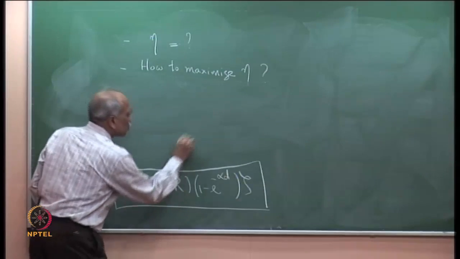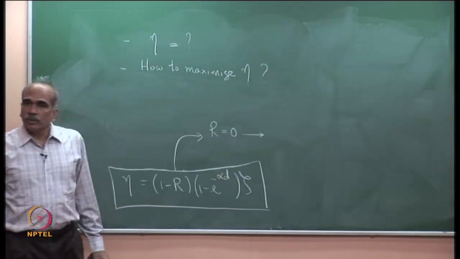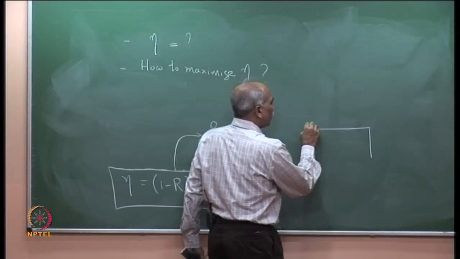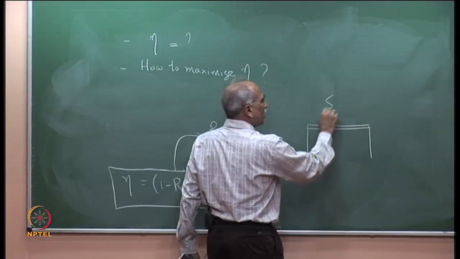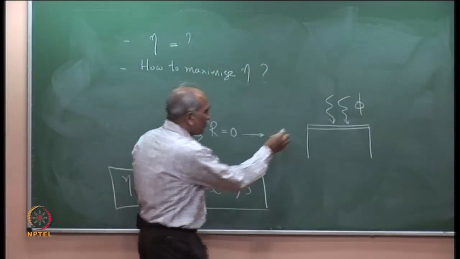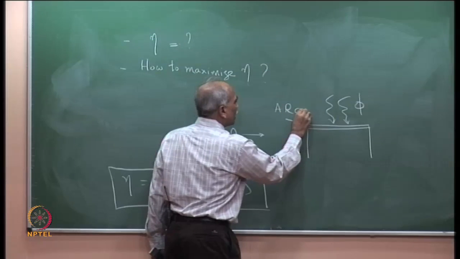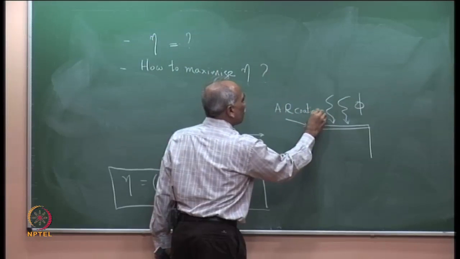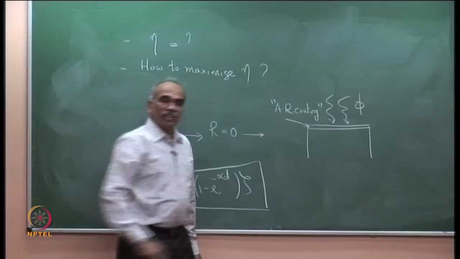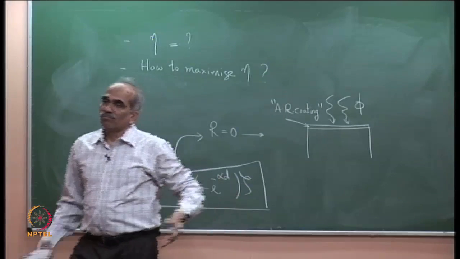So R has to be 0. How to make R equal to 0? Yes, we need to coat the material with an anti-reflection coating. So phi is the incident photon flux. If you coat an anti-reflection coating, AR coating, I think we have discussed enough about the importance of AR coating, then there will be no reflection. So R is equal to 0.